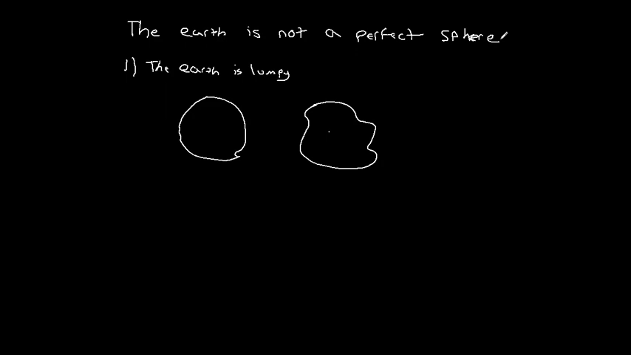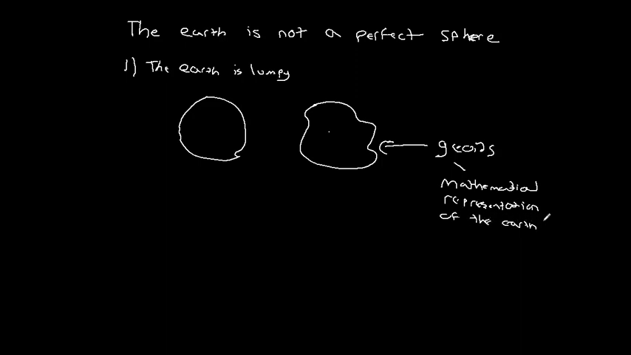Now, thankfully, we have had a lot of time to study the lumpiness of the Earth, and we're able to create mathematical models of this lumpy Earth that are called geoids. A geoid is a mathematical representation of the Earth's lumpiness.